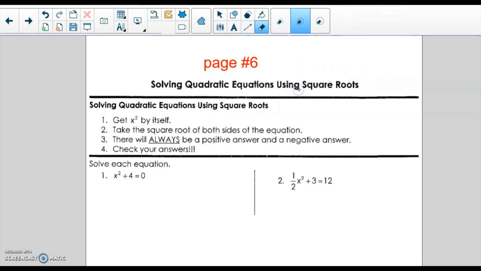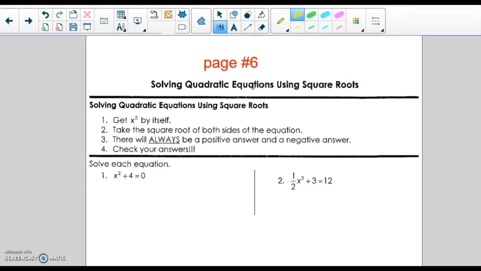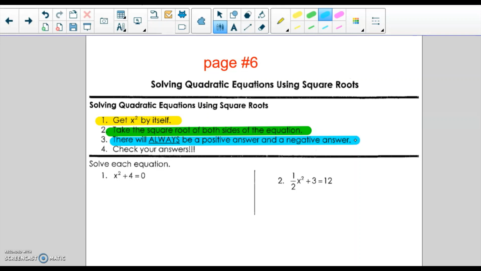We got some basic guidelines here to go by. Your number one goal is to get x squared by itself. At that point, we will take the square root of both sides of the equation, because what you do to one side, you have to do to the other. And we should always get two answers. One's going to be a positive answer, and the other one's going to be a negative answer.